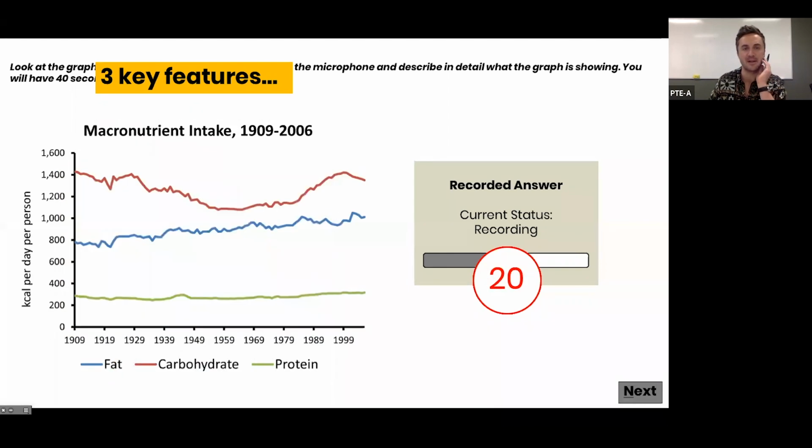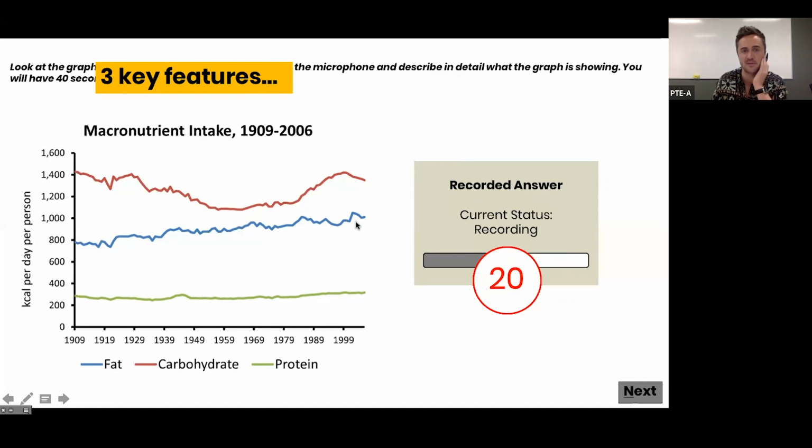Okay, nice. Let's do the same thing here. So 3 key features. Let's take a look at the squiggly line at the top. That's carbohydrates. So what happened to carbohydrates over this period? Well, they started at about 1400, they decreased, and then they increased quite substantially, something like that. What you might be careful of is getting too stuck in the y-axis here, because sometimes it can be overly complicated. What would you say about fat here?